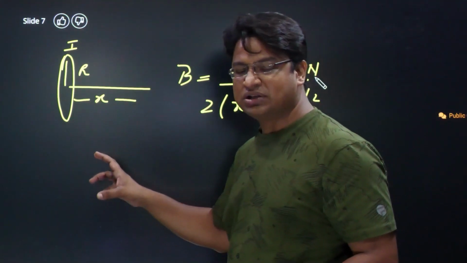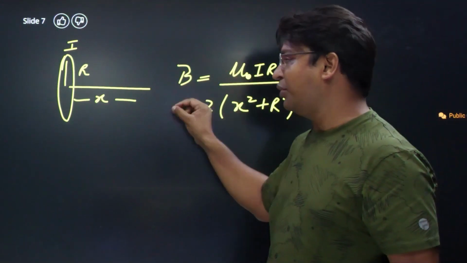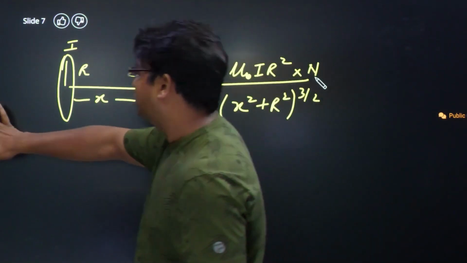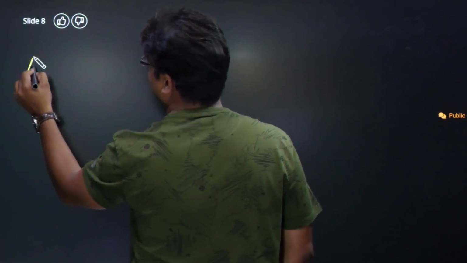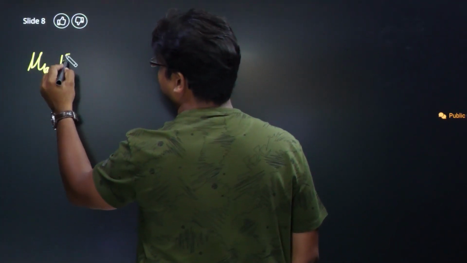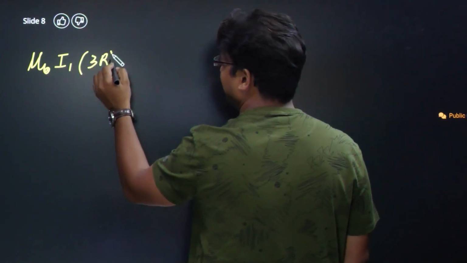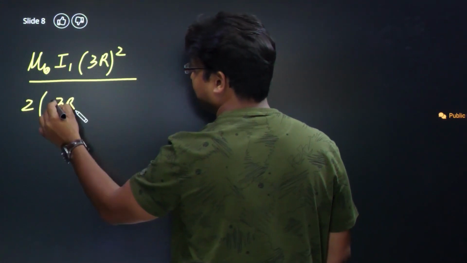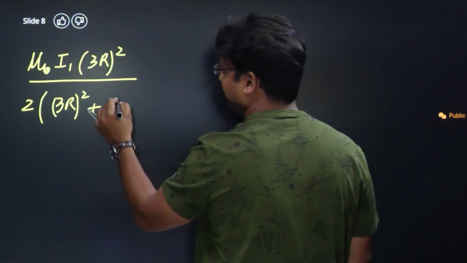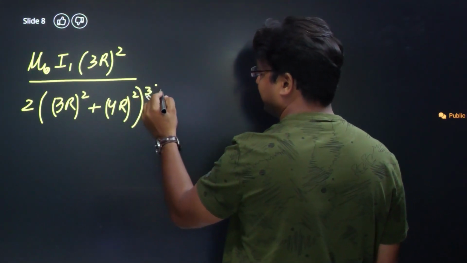I have two rings, I know the current in each, and they are both producing a magnetic field at some point, and the net value is coming out to be 0. Let's do the math now. I will write mu naught I1, the radius of the first ring was 3r, so mu naught I1 r square upon 2, then r square plus x square, where x will become 4r, that was given in the question, and this entire thing raised to power 3 by 2.